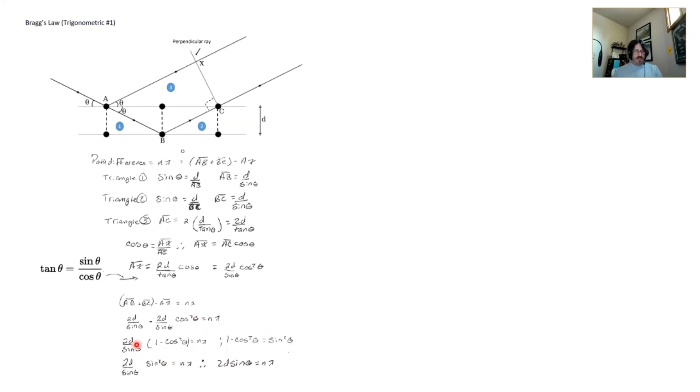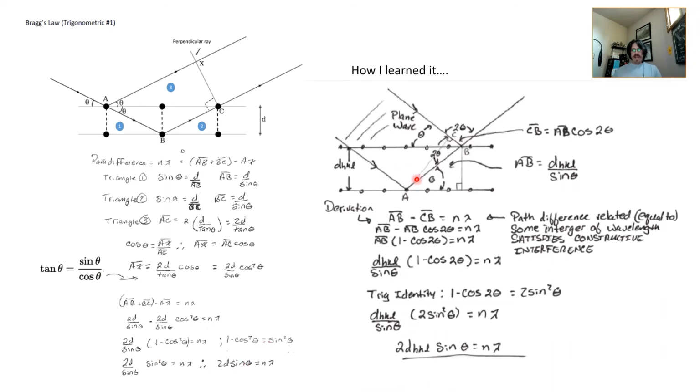Anyway, you can then get Bragg's law that way. This is the way I learned it. I mentioned I learned it, I think I did mention it earlier, with laser scatterometry. Again, another trig identity. It's the same one, but a different derivation.